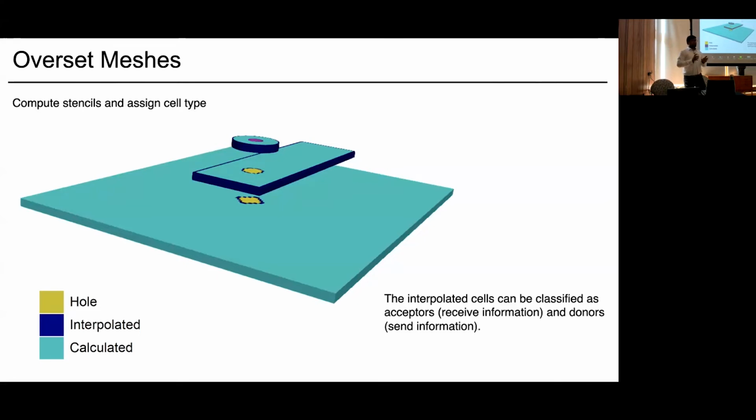So the interpolation only happens in this interpolated fringe, and the interpolated cells can be classified as two types. One is acceptors or donors, right? So data goes from one mesh to another, and depending on which data is getting interpolated onto the other, they can be called acceptors or donors.